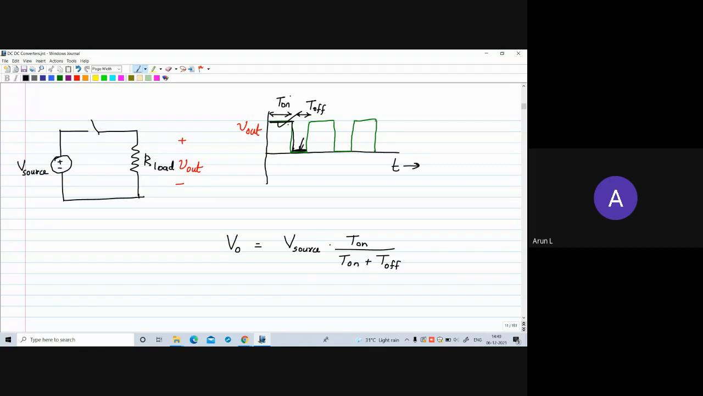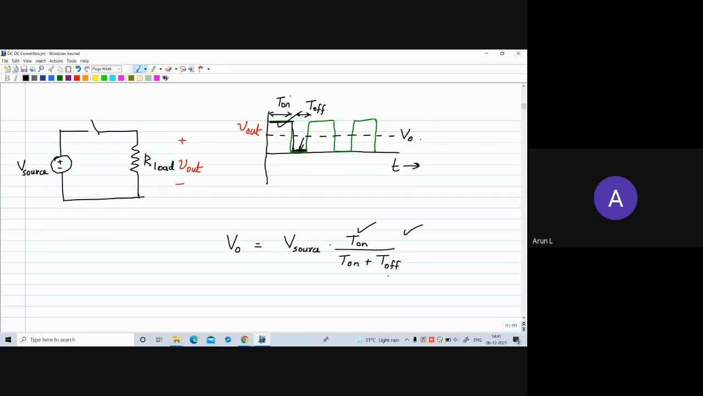So the output voltage is switching between a high and a low, zero value, V source and zero. So the load will see an average value. Load will see an average voltage VO, and we can show that average voltage is a function of the duty ratio, so T on by total time. So this average voltage can be controlled by properly controlling the on time of the switch.